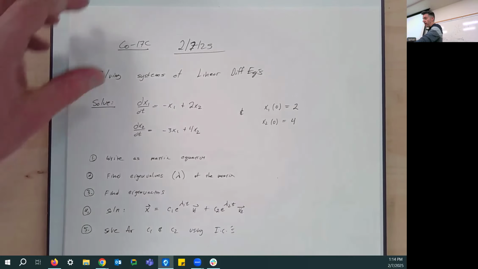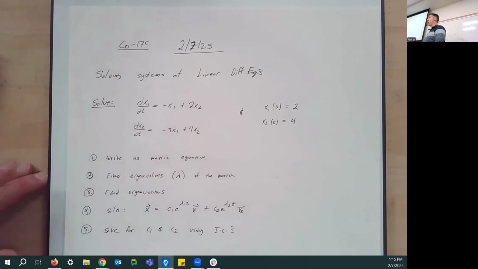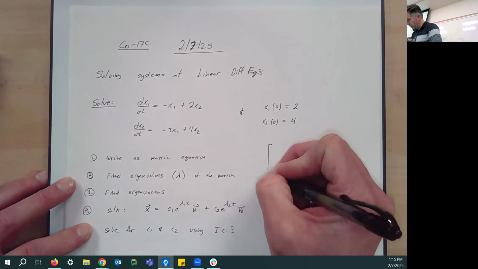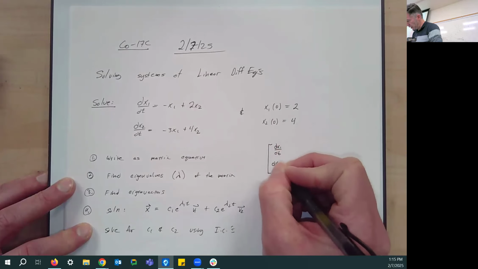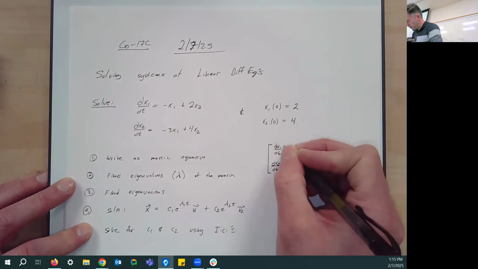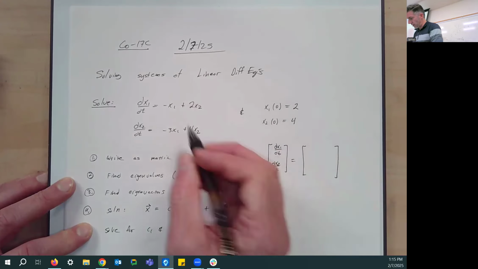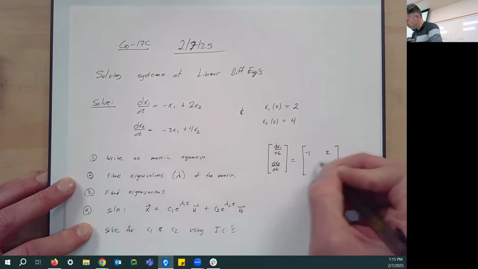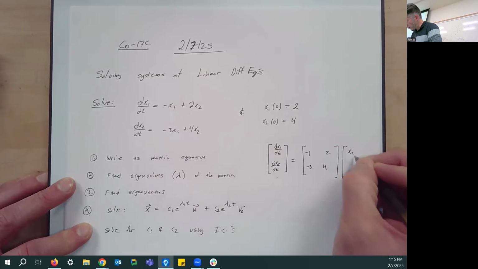So let's start off by writing this system of differential equations as a matrix equation. We're just going to write this as the vector dx1/dt, dx2/dt equal to the coefficient matrix, which is -1, 2, -3, 4, multiplied by the variable vector x1, x2.